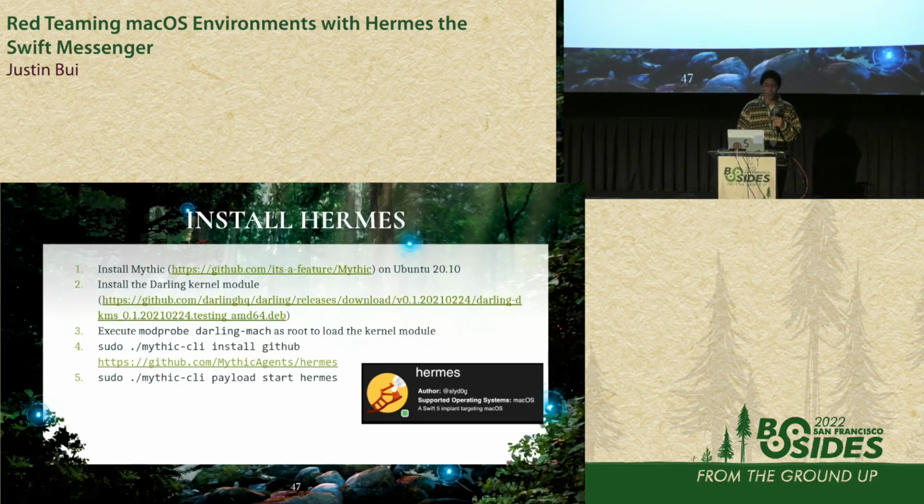That pretty much wraps up the defensive portion. The last slide is just how to install Hermes. If you want to go out and install Hermes, first you'll have to install Mythic. Mythic is the command and control server from GitHub. On Ubuntu 20.10, you're going to install the Darling kernel module, which is how we perform that cross-compilation from GitHub as well. And then you're going to load up that kernel module using modprobe darling-mock. Once that kernel module is loaded, you can install Hermes from GitHub using the Mythic CLI, and this is included in the Mythic repo. And then from the Mythic CLI, you can also start up the payload container. And if all goes well, in your Mythic instance, you'll be able to go to the payload section and see Hermes with a little green box or circle, showing that the Docker container is up and running successfully.